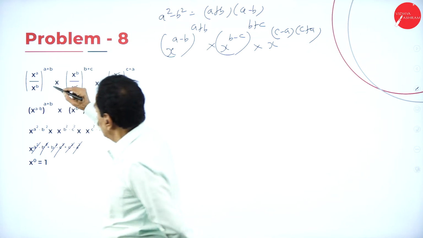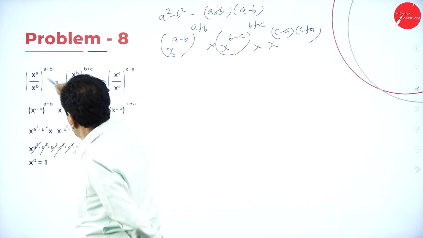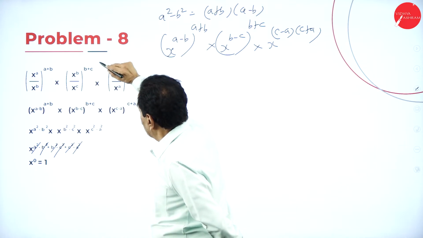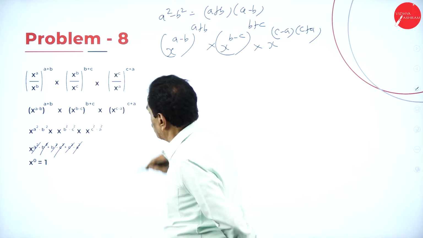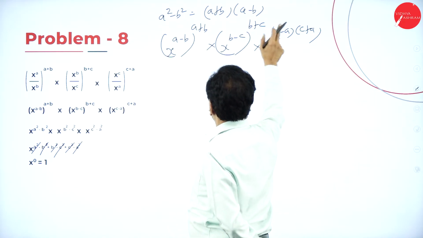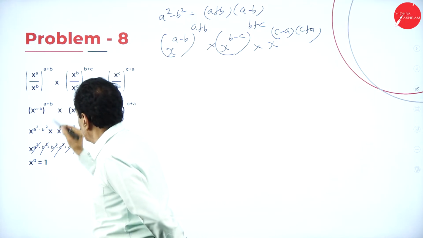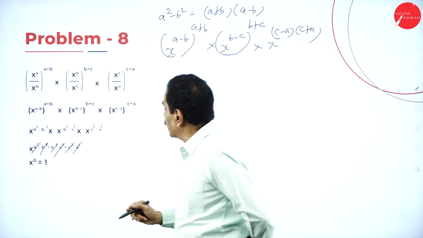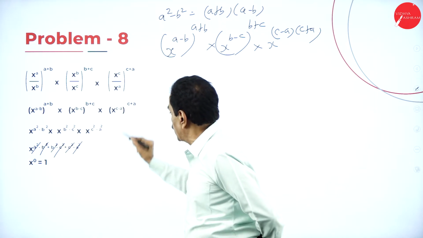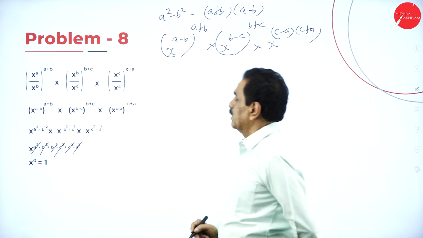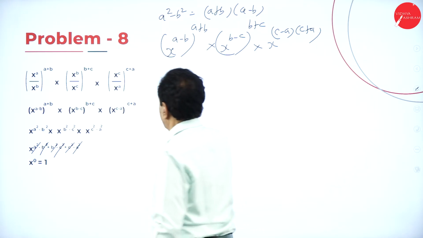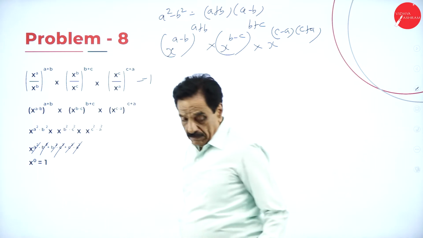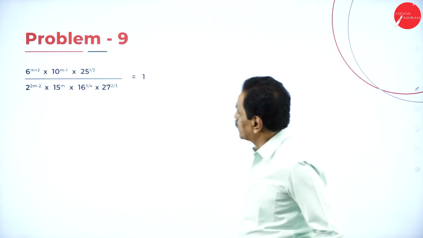So I took X to the power of A minus B into A plus B, B minus C into B plus C, C minus A into C plus A. We know that A square minus B square is equal to A minus B into A plus B. The formula is there. Anything to the power of 0 is 1. This problem is solved here.